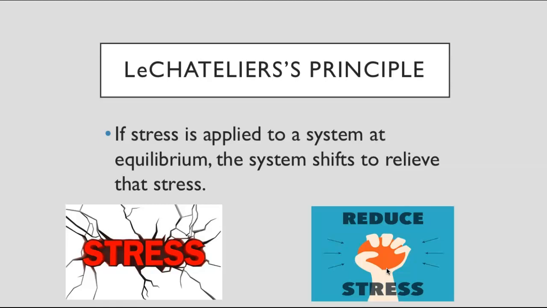that stress. Now, applying stress to a chemical reaction might seem kind of strange to you because we don't usually think about stressing a reaction. So we're going to look at ways that you can stress a reaction and then what happens. There are really 4 ways. And then we're going to do some examples that explain what happens when that stress is applied.